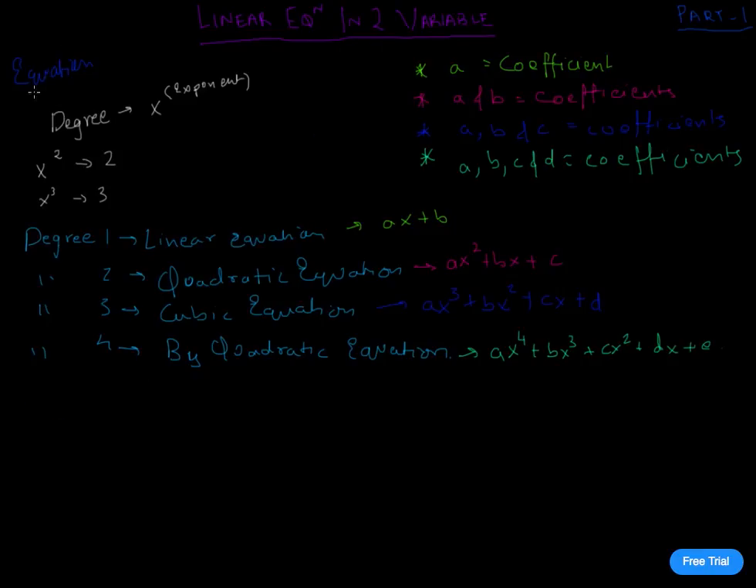An equation with one variable is known as equation in one variable. An example is 3x plus 2 is equal to 0. Here there is only one variable, that is x, right?